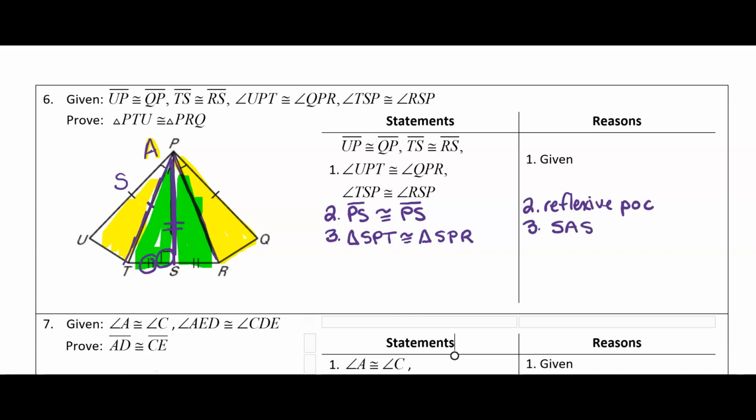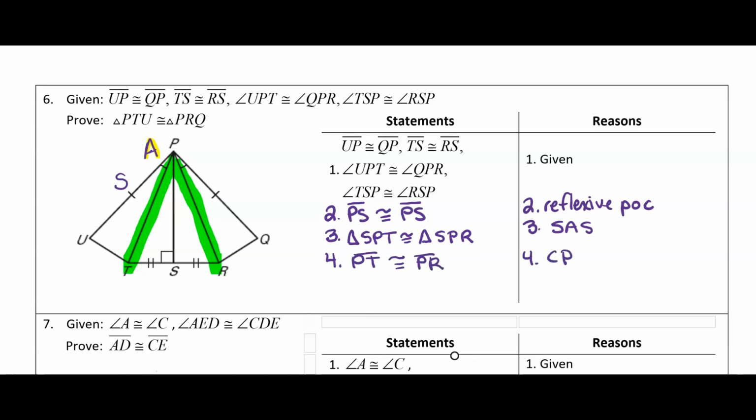Now, the whole purpose of doing that is to prove that the outside triangles are congruent. So now that we have the inside triangles congruent, this is what we can do. This side and this side, by CPCTC, are now congruent. So step 4 can be segment PT is congruent to segment PR. Corresponding parts of congruent triangles are congruent.